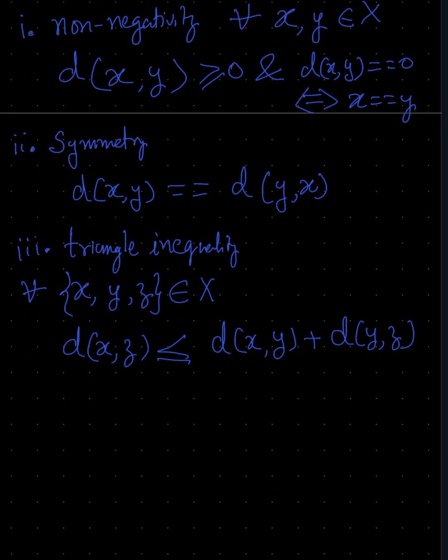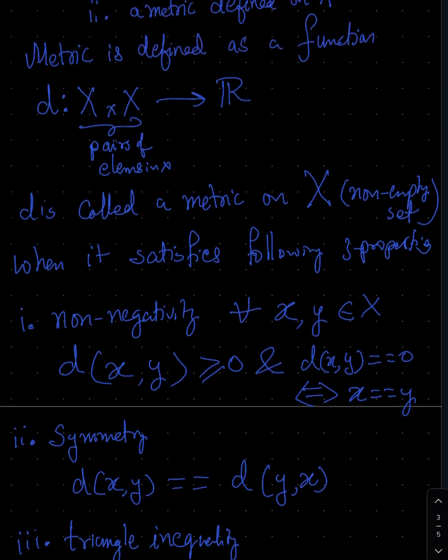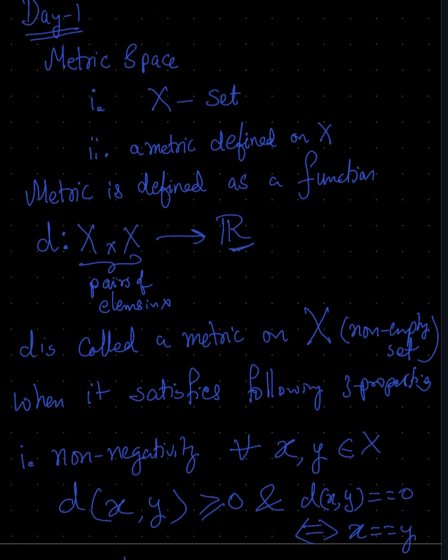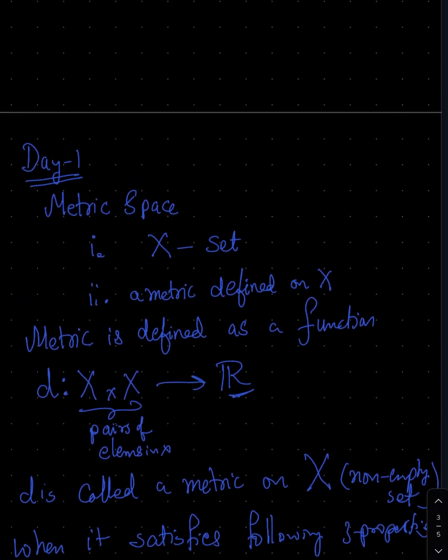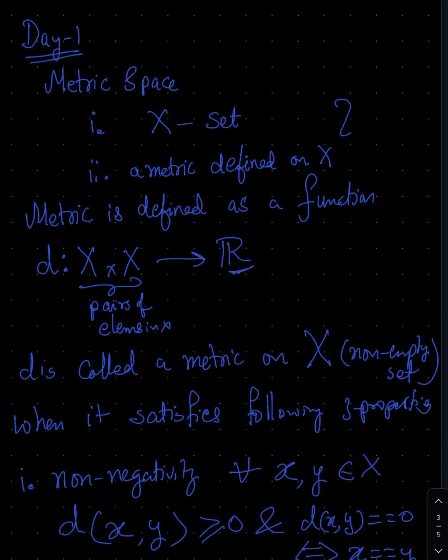So if these three properties are satisfied by a function that maps from pairs of elements in X to the real line, we call that function a metric, and the combination of the set and the metric defined on the set is what we call a metric space.